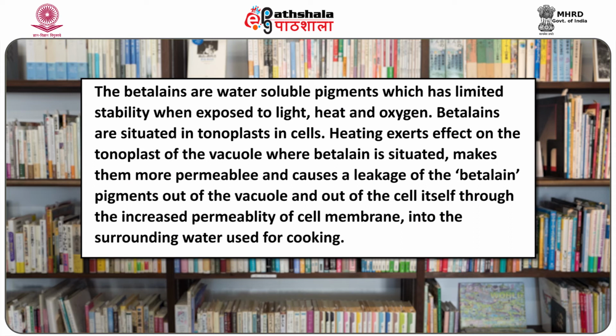The betalains are water soluble pigments which have limited stability when exposed to light, heat and oxygen. Betalains are situated in the tonoplast in cells. Heating exerts an effect on the tonoplast of the vacuole where betalain is situated, makes it more permeable and causes a leakage of the betalain pigment out of the vacuole and out of the cell itself, through the increased permeability of the cell membrane, into the surrounding water used for cooking.